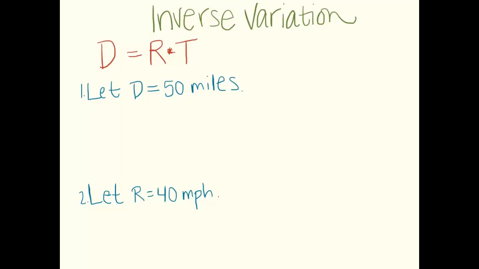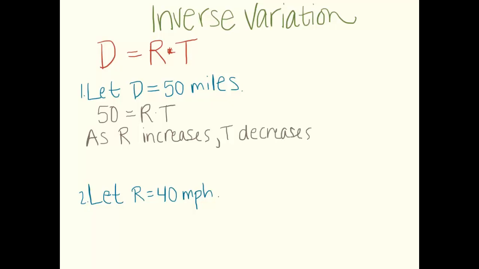Scenario 1. Let's suppose distance is constant. Let's let distance equal 50 miles. In that case, our scenario is 50 equals rate times time. Let's think about this. We're driving 50 miles. I know we have to go 50 miles, and I'd like to know how are rate and time related. So let me think about what happens as rate increases. We know we're going 50 miles. That's not changing. The faster we go, the less time it will take. As rate increases, time decreases.